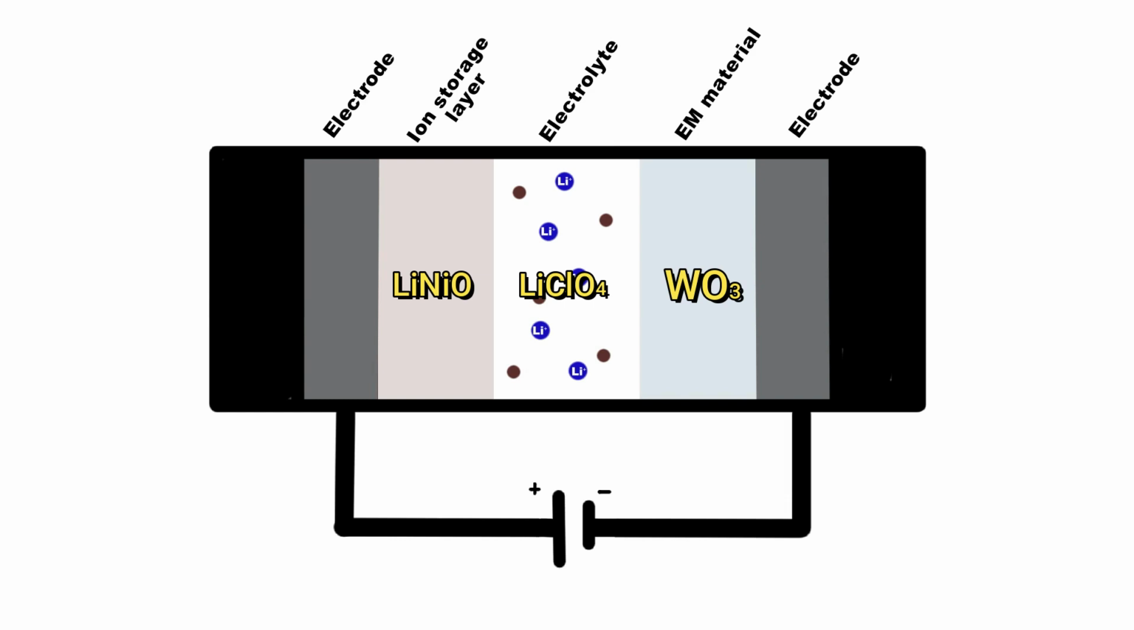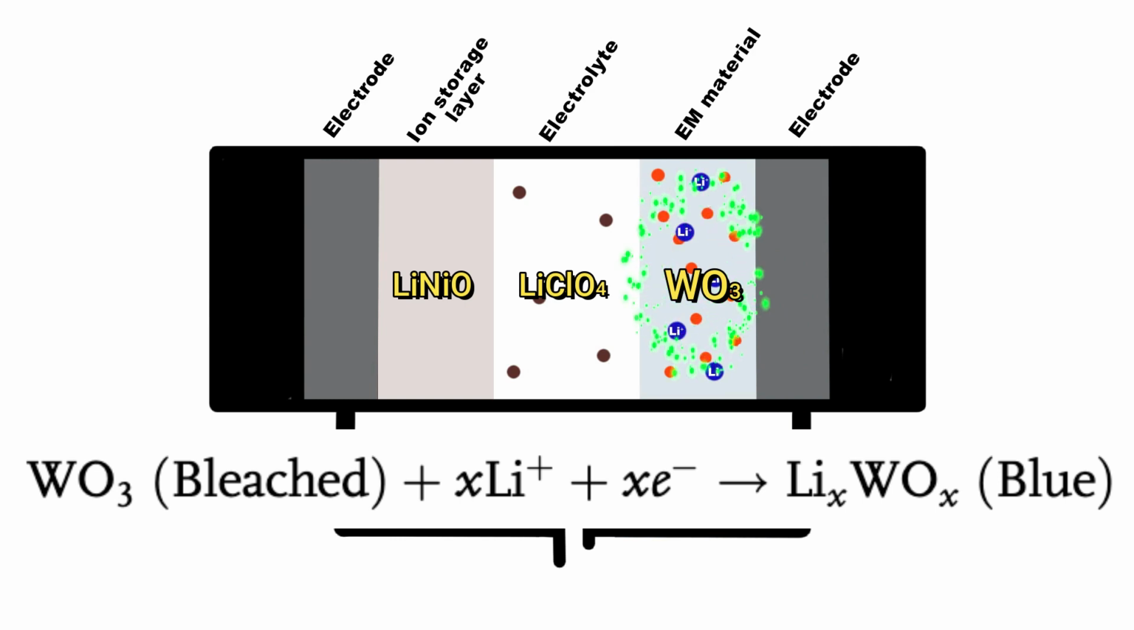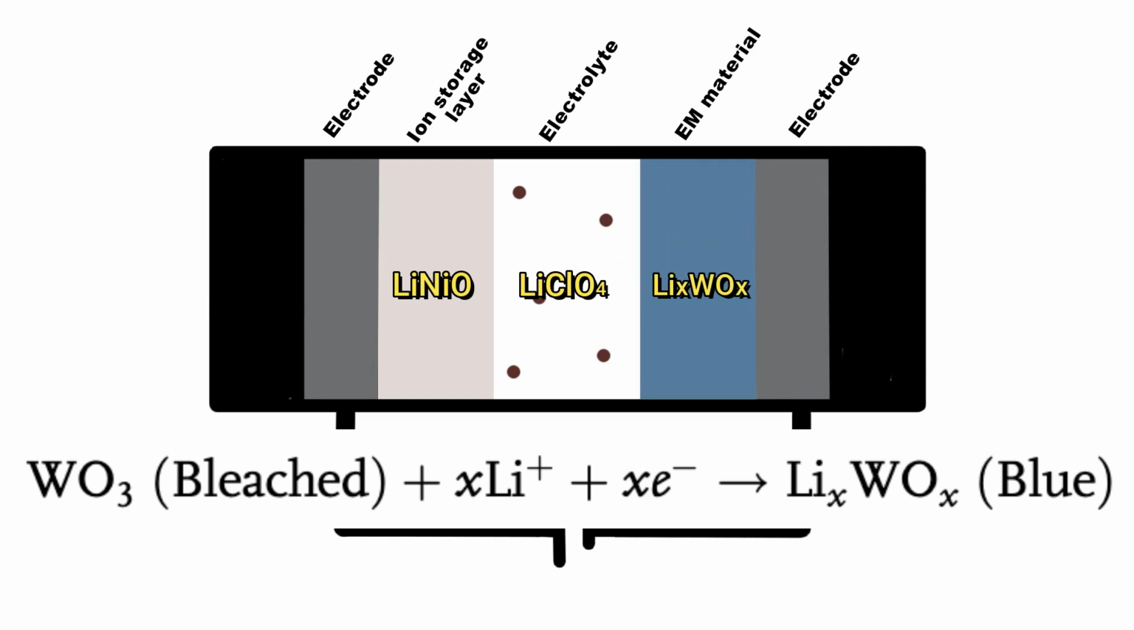The applied voltage will cause electrons to move through the electrode into the electrochromic material. Lithium ions will be attracted to the electrochromic material via electrostatic interactions. The tungsten oxide, lithium ions, and electrons undergo a reduction reaction to create lithium tungsten oxide. This changes the color of the electrochromic device from the bleach state, colorless, to a blue color.